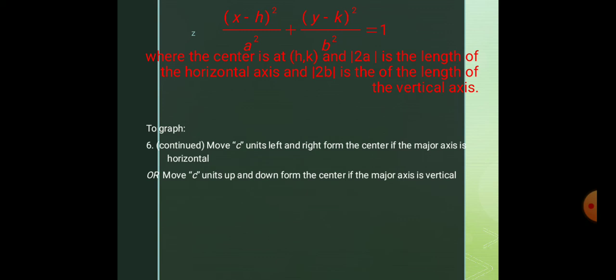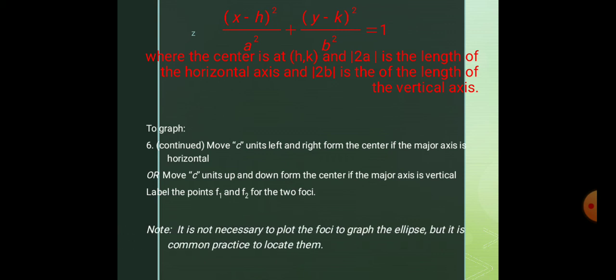Number 6, continued. Move c units left and right from the center if the major axis is horizontal, or move c units up and down from the center if the major axis is vertical. Label the points focus 1 and focus 2 for the two foci. Note: it is not necessary to plot the foci to graph the ellipse, but it is common practice to locate them.